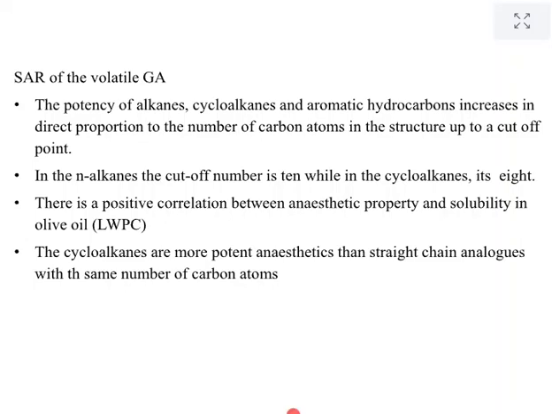The SAR, or structure activity relationship, of volatile general anesthetics: the potency of alkanes, cycloalkanes, and aromatic hydrocarbons increases in direct proportion to the number of carbon atoms in the structure up to a cutoff point. We've already discussed that. So you will increase up to a maximum, and then the activity starts going down. In the N-alkanes, the cutoff, that is the straight chain.